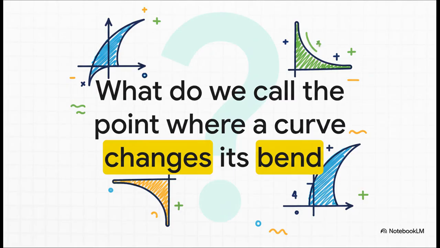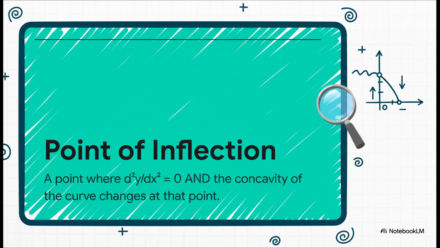So you've got a curve bending one way, and then it starts bending the other way. What do you call that exact spot where it switches over? That little point of transition? That special spot is called a point of inflection. And listen up, because this part is super important. For a point to be an inflection point, two things have to be true. No exceptions. First, the second derivative, y double prime, has to be 0 right at that point.